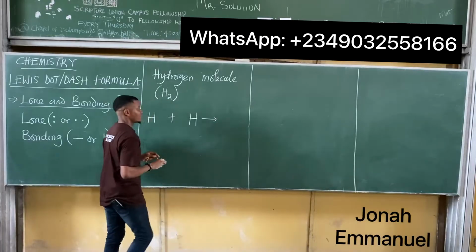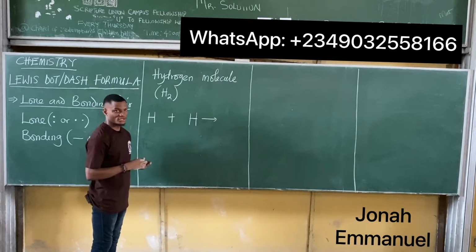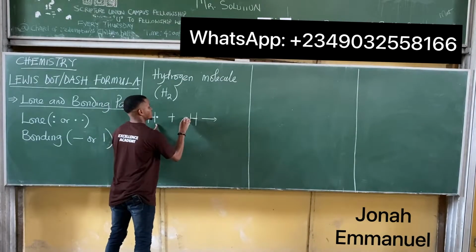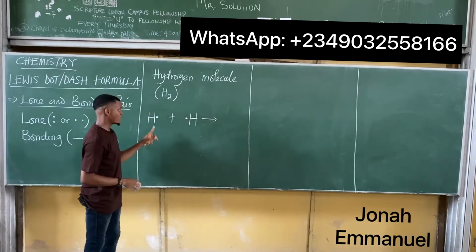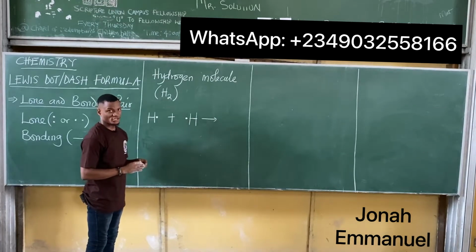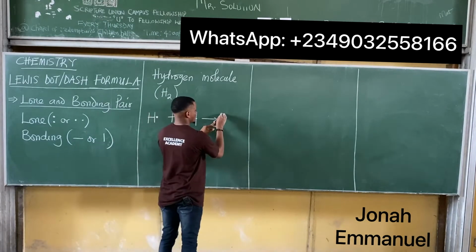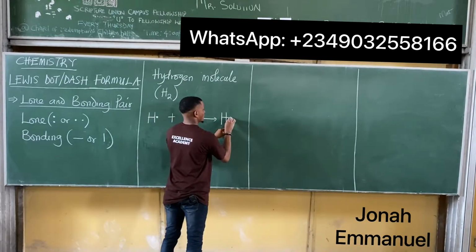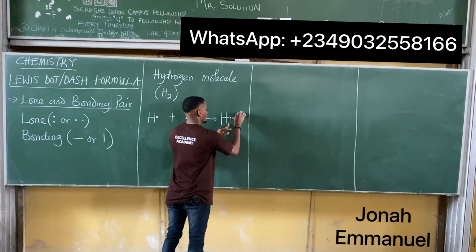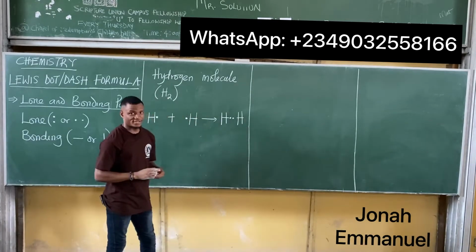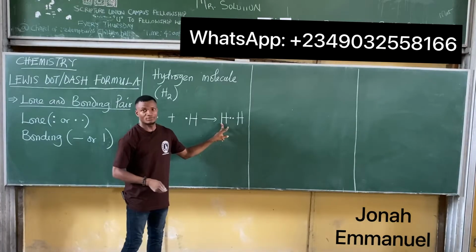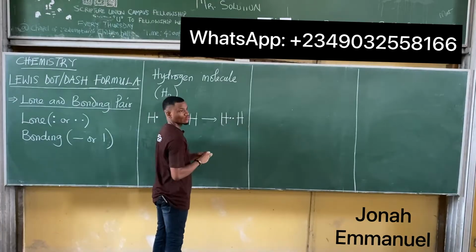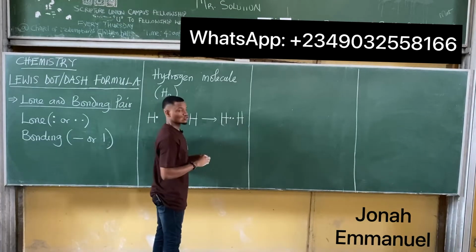Now before this, I need my valence electrons. For hydrogen, I have just one valence electron. We discussed valence electrons in our previous class. So hydrogen has just one valence electron each. Now when these two combine, they give you H2. In this case, both atoms are stable because they have duplet configuration. So this has 2 valence electrons, and this has 2 valence electrons.